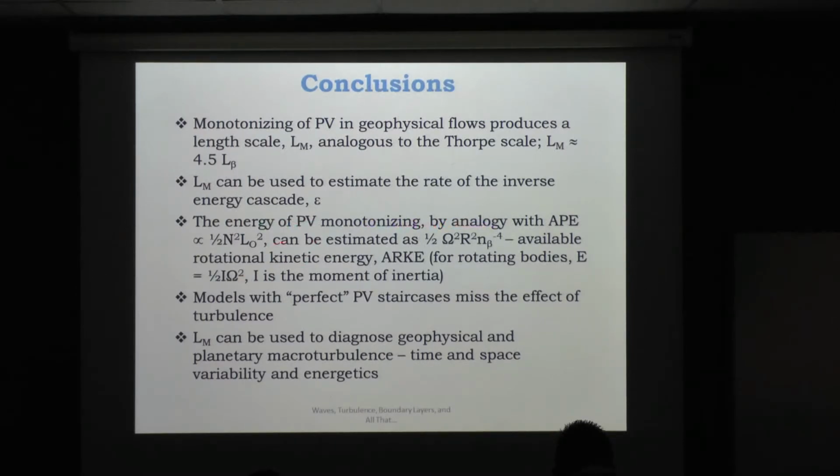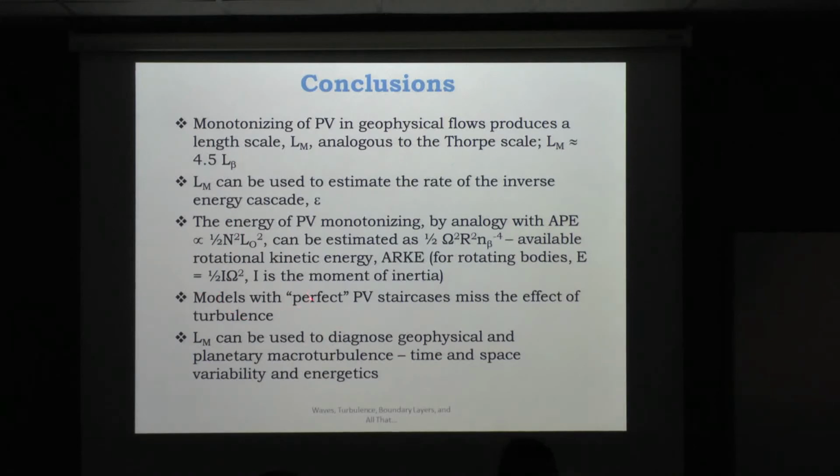What is interesting is that the energy which is released by monotonizing potential vorticity can be estimated by this expression. If you look at it, this is like the kinetic energy of a rotating body. It's moment of inertia times omega squared. We have omega squared here, and the rest is like the equivalent moment of inertia of turbulence scales in this rotating body.